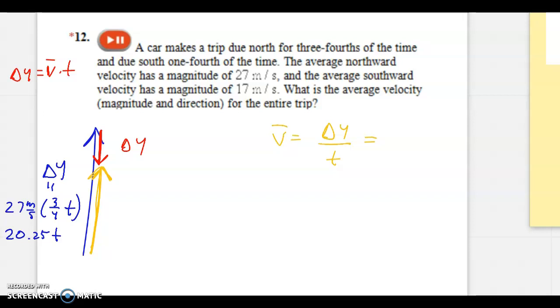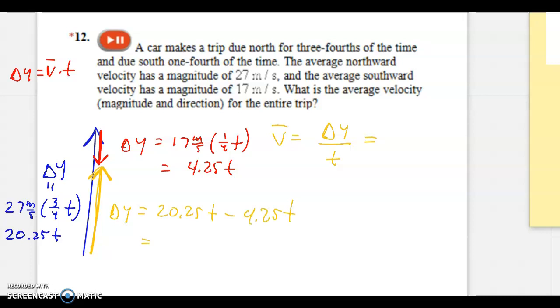And similar to that, the red one is that velocity times time. So I'm going to make it 17 meters per second times 1/4 of the time. And that's going to be 4.25 t. Now, the yellow then is the difference between those. So this yellow delta y is going to be 20.25 t minus 4.25 t. So the 0.25's cancel out, 20 minus 4, 16 t.